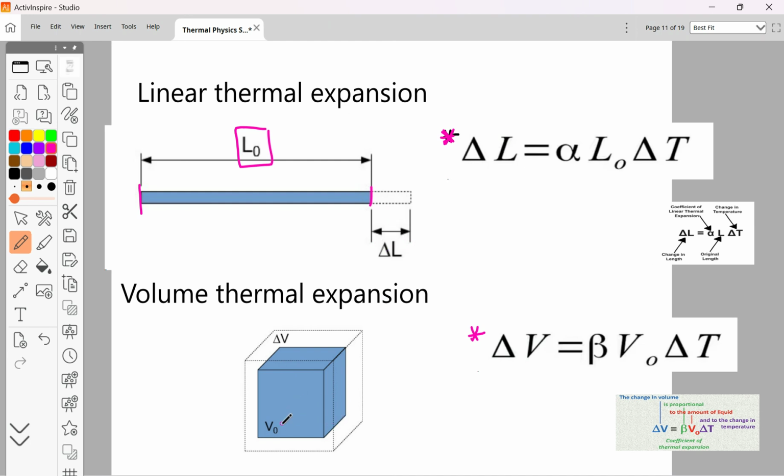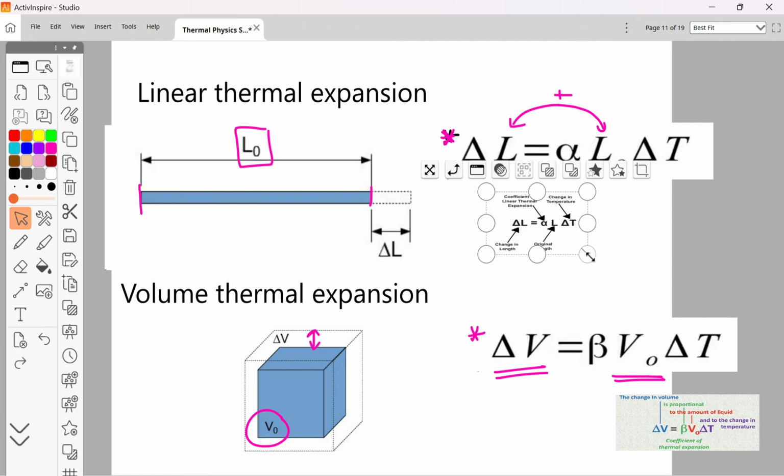The same with volume. V naught will be your original volume, and delta V will be the extension, the actual expansion that happened. So that's the original, and that is what it is increasing by. If you want the new volume, you calculate this and simply add it to your original volume or to your original length. So the extension plus the original length is going to give you the new length. But use this equation because this is the one that is on your information sheet.